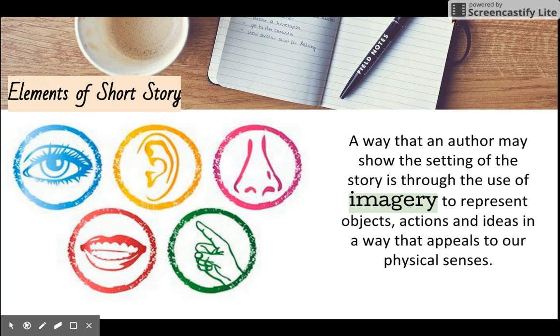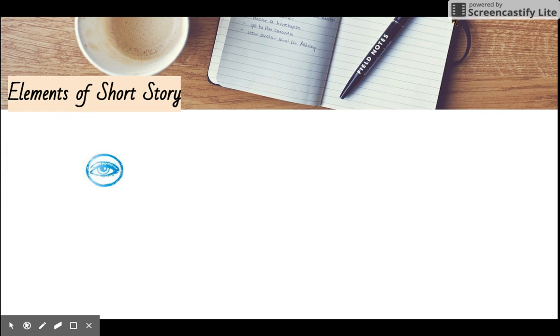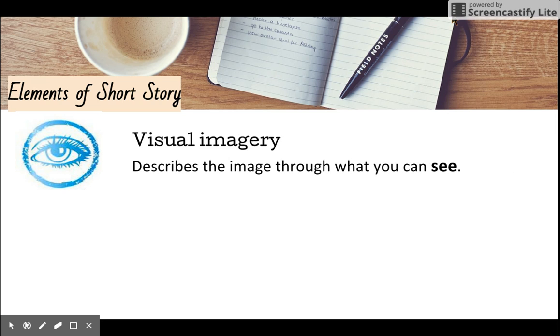So a way that an author may show the setting of the story and the mood as well is through the use of imagery to represent objects, actions, and ideas in a way that appeals to our physical senses. So as you know, we have 5 physical senses, one being visual. So visual imagery is going to describe the image the author wants you to see through what you can see. Okay, so he or she is describing it in a way that appeals to your sense of sight. So we're looking maybe at color, size, anything that you can see.